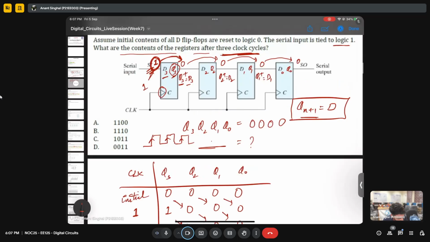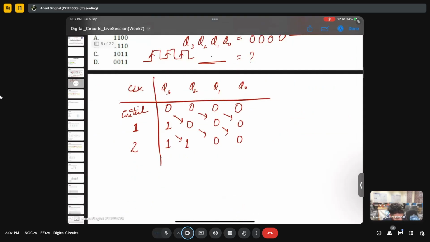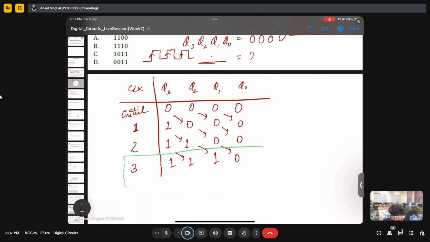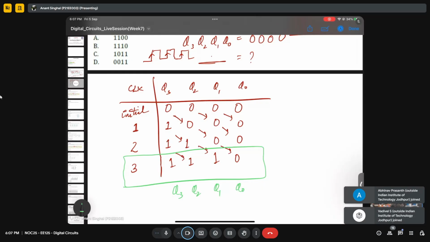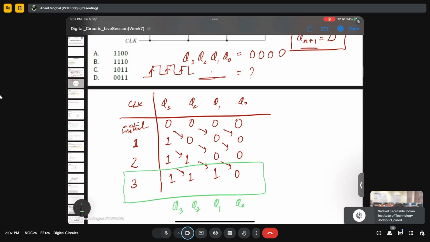Now the question has asked to do the same, and it is asking after 3 clock cycles what will be the output. So we have already applied 2, so let's apply the third one and see what is the output. So this will be 1, this will be 1, this 0 will come here, and the first is always tied to 0, right? So after 3 clock cycles, this will be the state for Q3, Q2, Q1, Q0, which is option B.